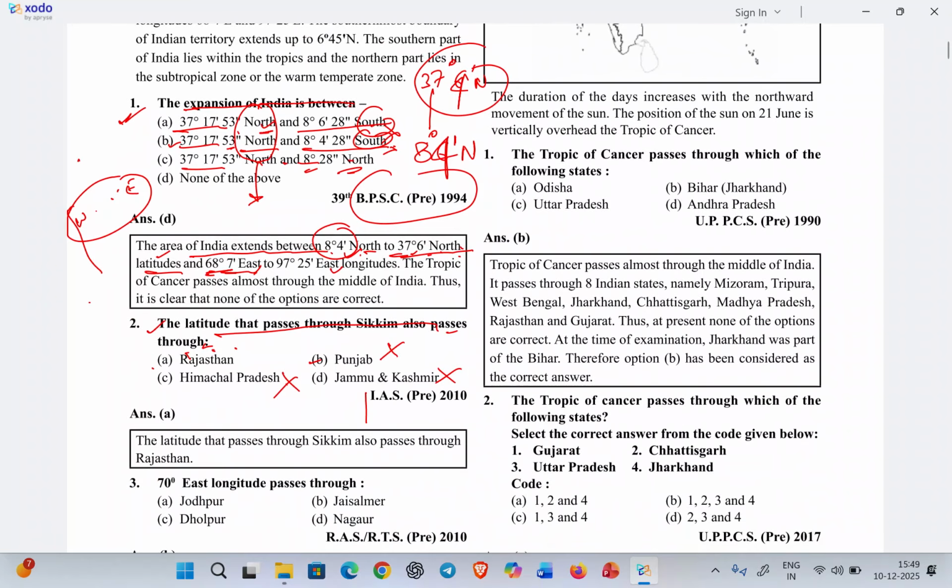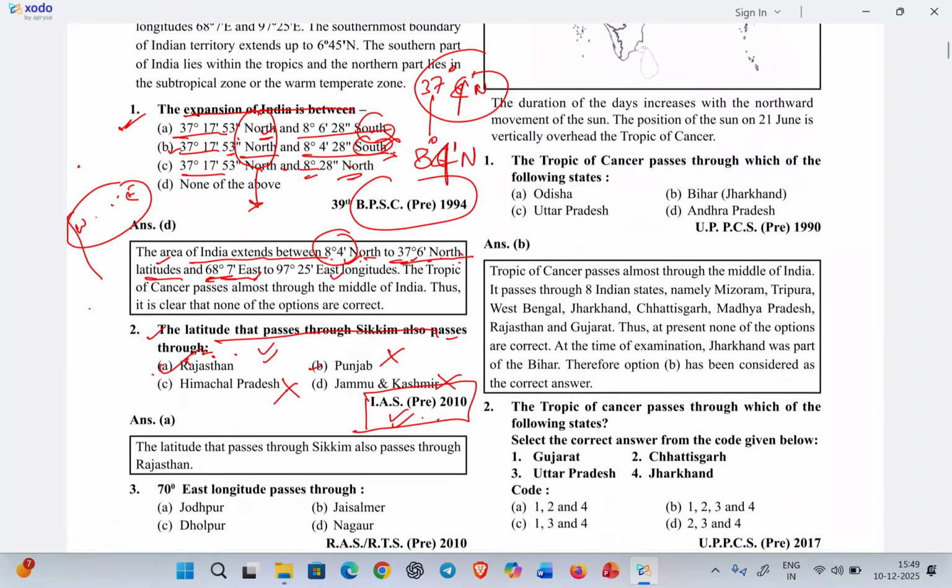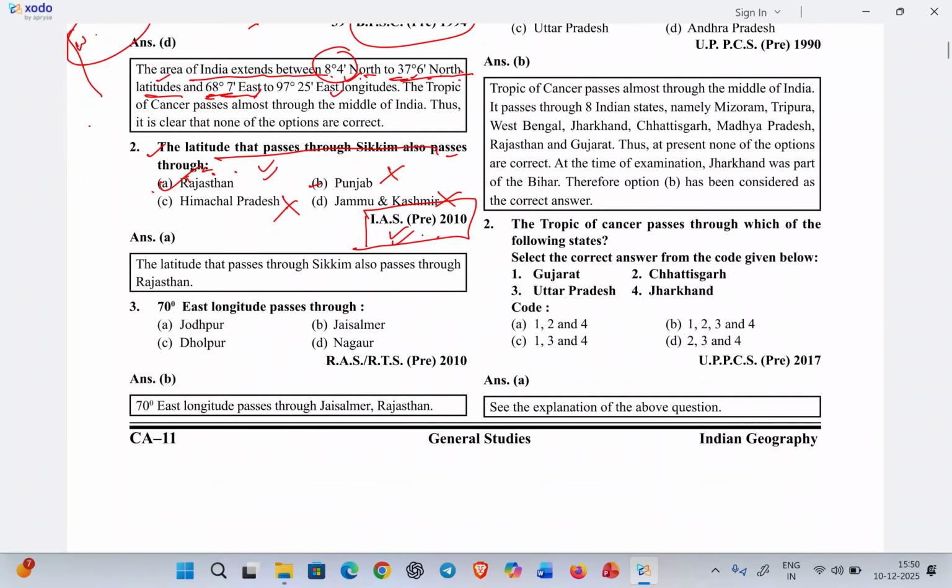So it has been asked in IAS. Such a simple question has been asked in the IAS 2010 prelims, by which latitude Sikkim passes. It is clearly Rajasthan. It is clearly visible if you remember the map. We'll cover the map. It is passing through the North Indian plains. Not this, this is Punjab, this is Himachal Pradesh, this is Uttarakhand, this is Ladakh, now a UT, and this is Jammu and Kashmir, right? So these kinds of questions can be done easily, and they are asked not only in UPSC or UPPCS. In every state exam, these simple questions are asked every year.